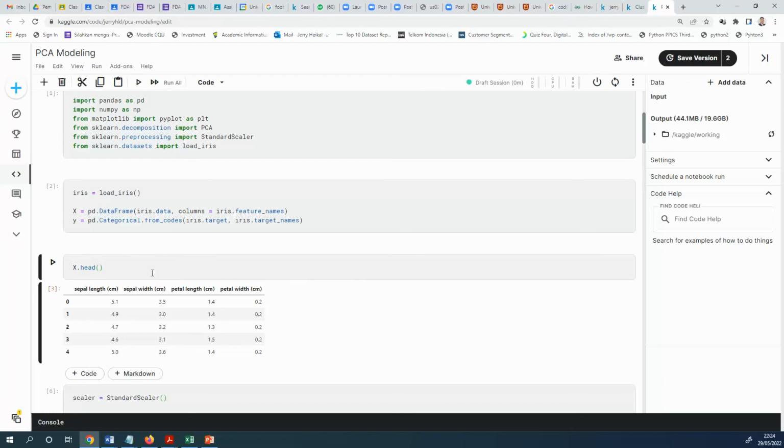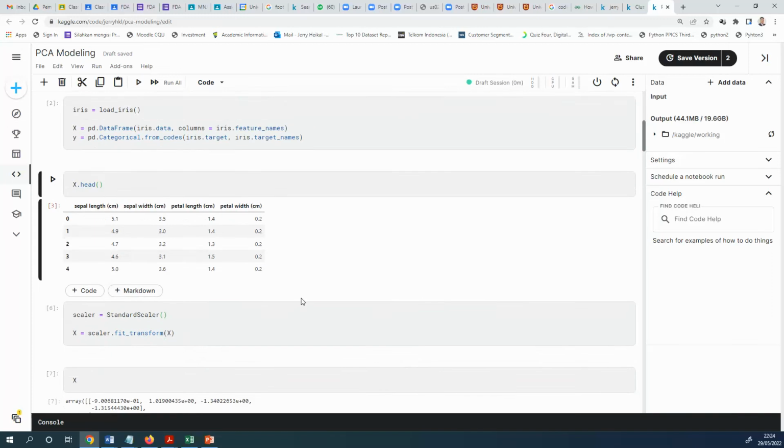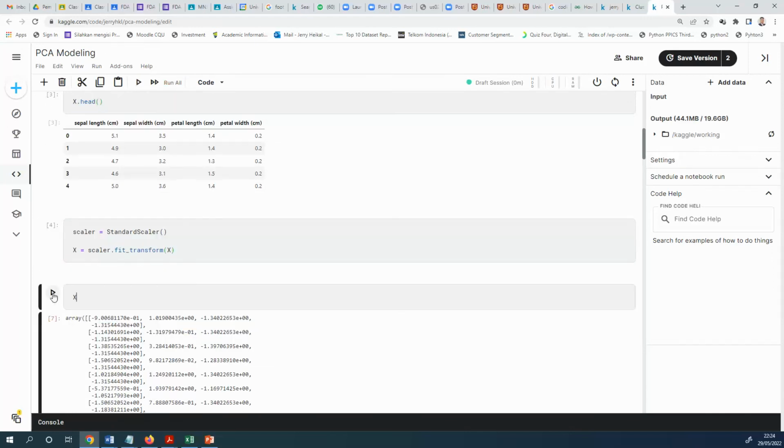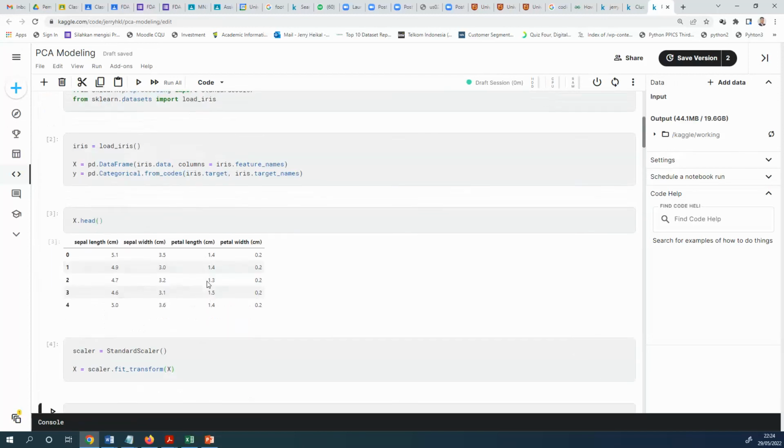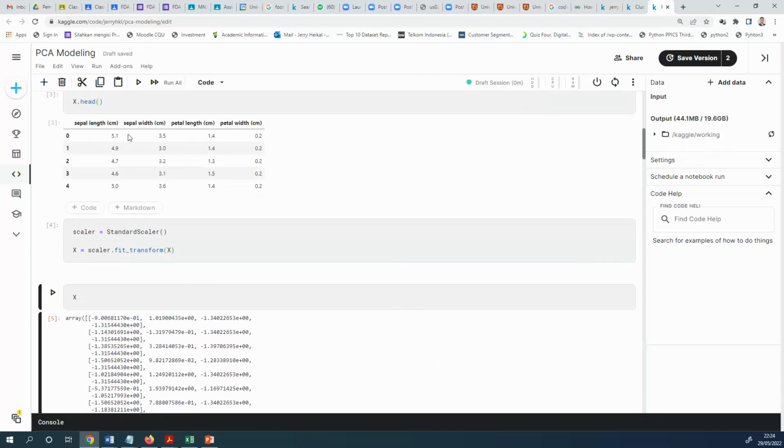Let's see the X head data. So there is sepal length, sepal width, petal length, and petal width. So this data is still not normalized. So we need to normalize the data using the StandardScaler. So I call scaler equal to StandardScaler in the bracket. X will be scaler.fit_transform the X data. So let's see the X. So we have the X here. This is the z-score of the data.